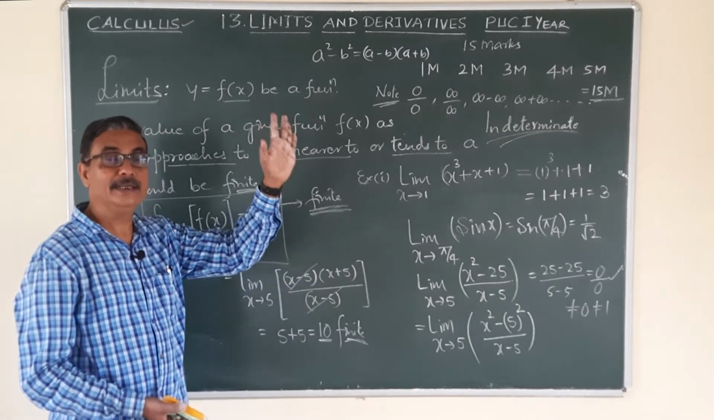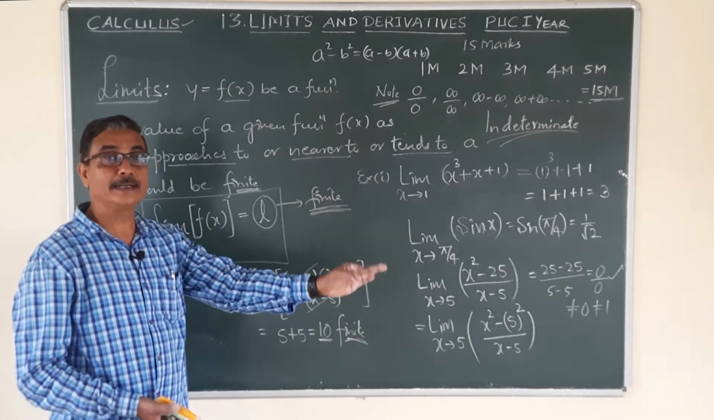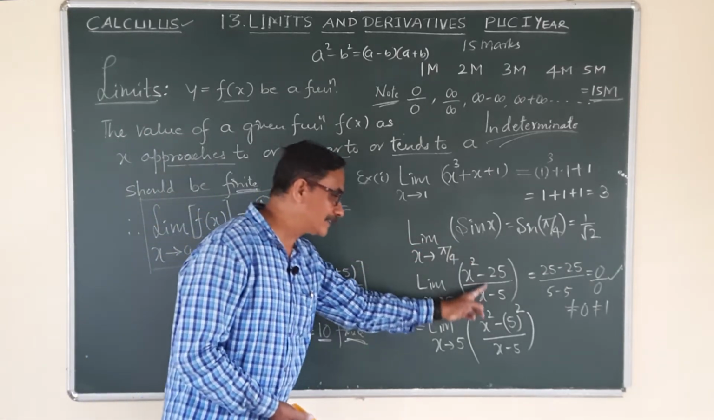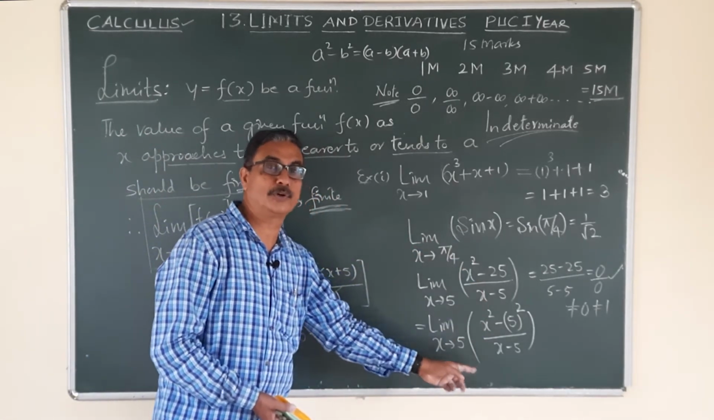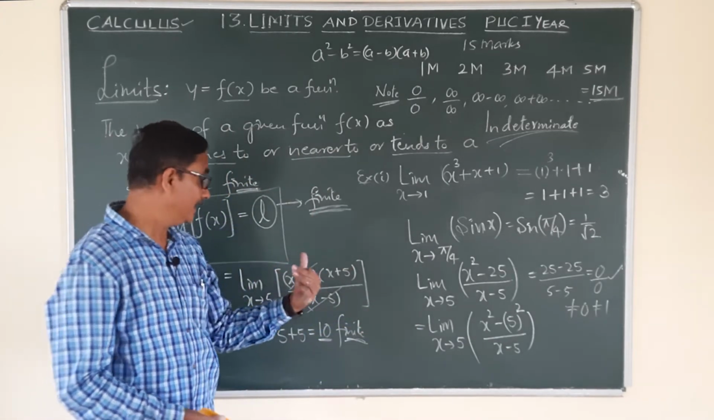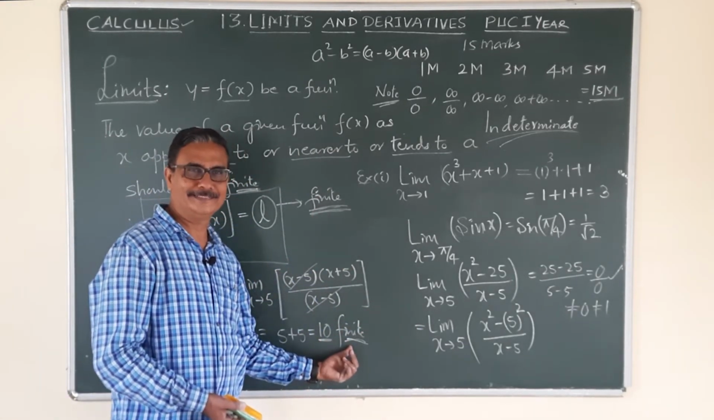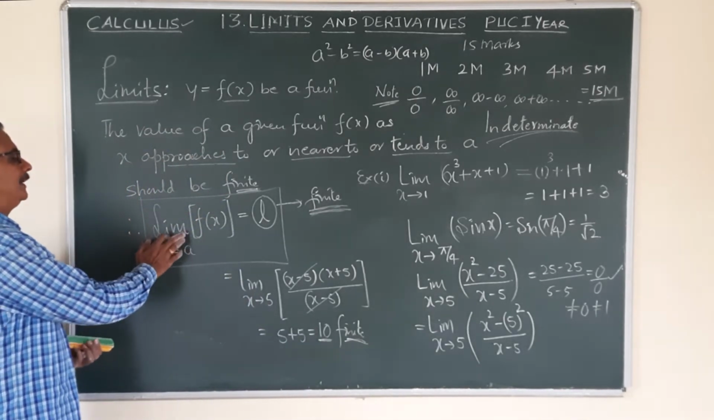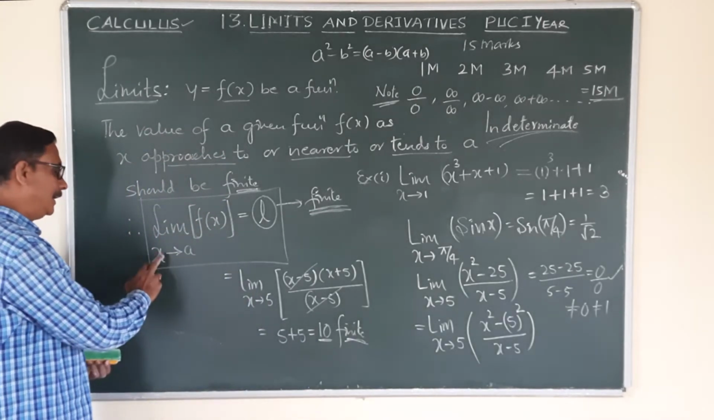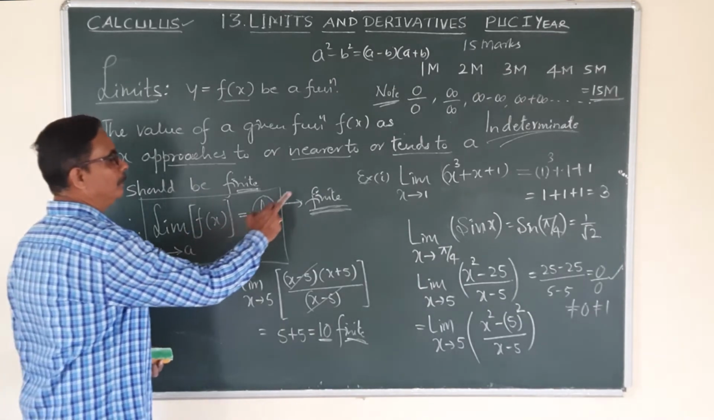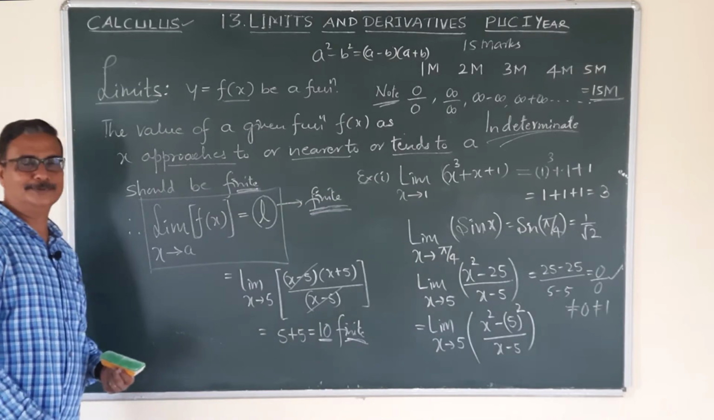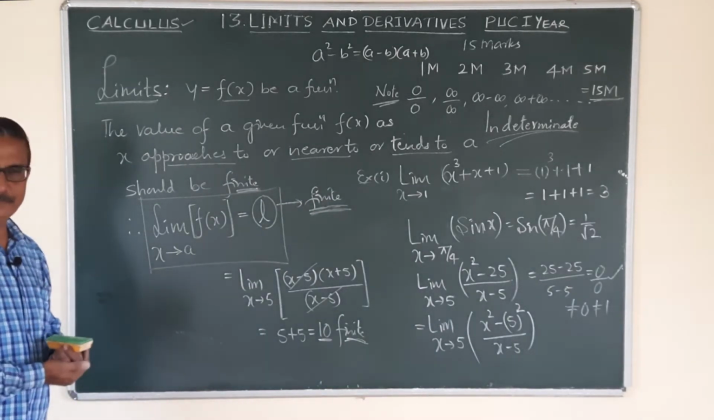Finite is fine; infinite or indeterminate is a problem. If infinite or indeterminate comes, what should you do? Go on simplifying, until you get a finite value. Remember, mathematically, the limit of the function f of x as x approaches a must be a finite value L, where L is finite. That is the definition of limit.